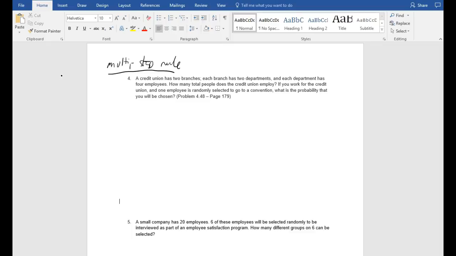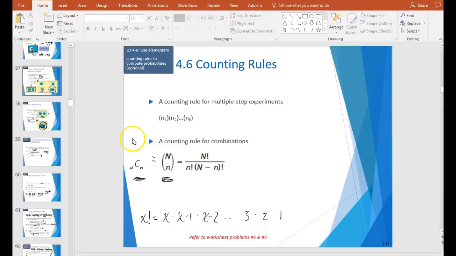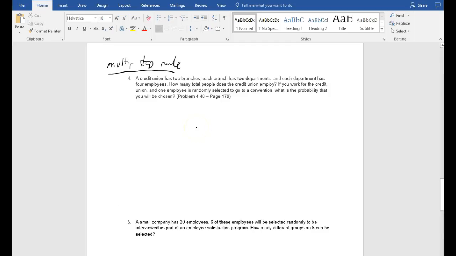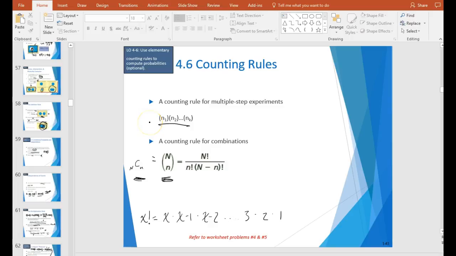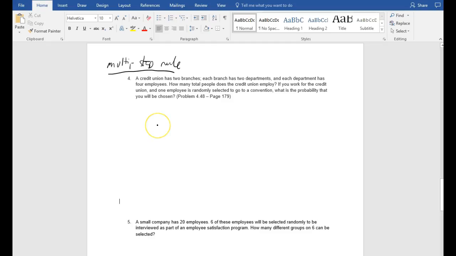First thing, let's just use the formula. We'll go back to the slide, and this formula is n1 times n2 all the way up to nk. These are the different steps. So we have 2 branches, so we can consider that n1, 2 departments, n2, and each department has 4 employees, so 4 employees. 2 times 2 times 4 is 16, so 16 employees.